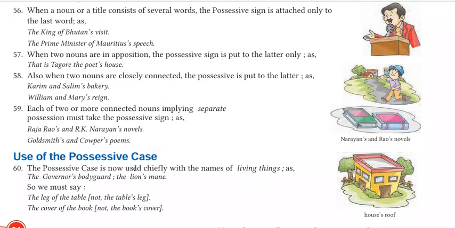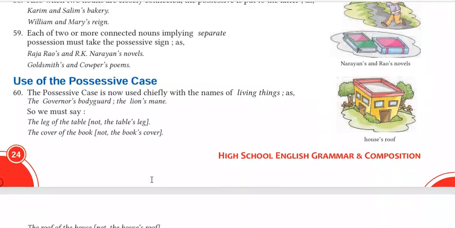The use of the possessive case. The possessive case is now used chiefly with the names of living things, as in the governor's bodyguard, the lion's mane. So we must say the leg of the table, not the table's leg, and the cover of the book, not the book's cover. Whenever it is a non-living thing, we should not put an apostrophe and s; rather, we should use the preposition of to show possession, right?